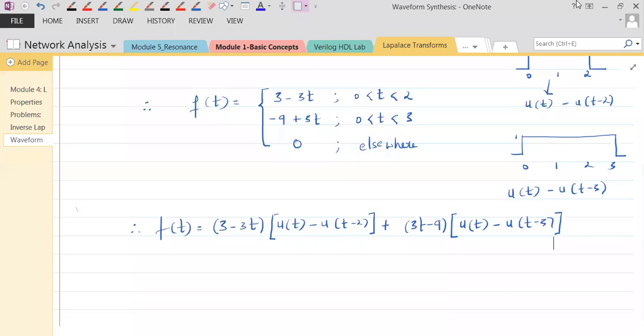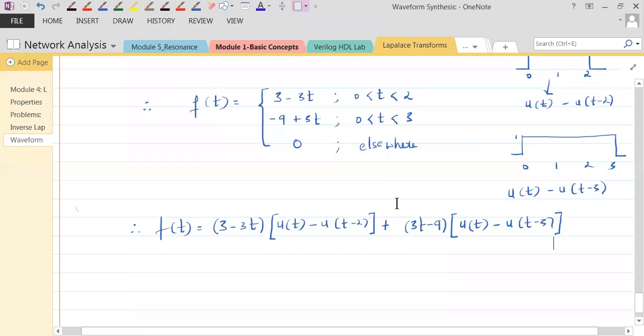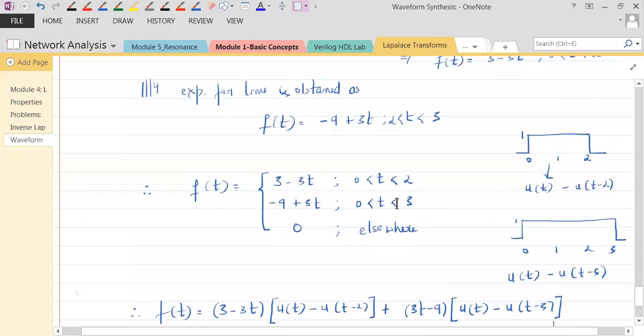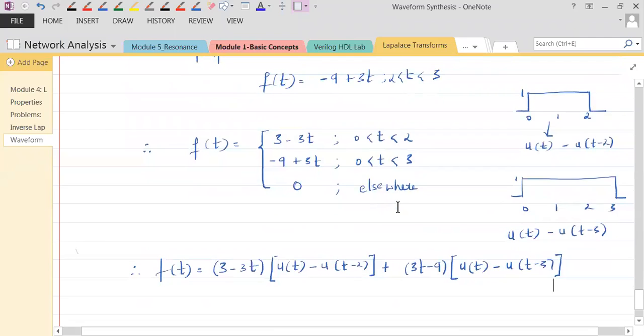Sir, f of t is equal to 3t minus 9 when t ranges from 2 to 3, right? From 2 to 3, isn't it? Very sorry. Yes, I was doing it from 0 to 3. Yes, that's from 2 to 3. Very sorry for that.